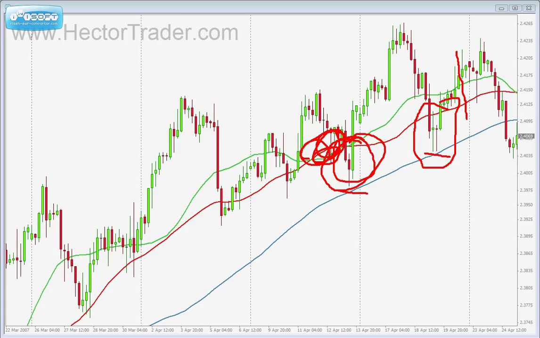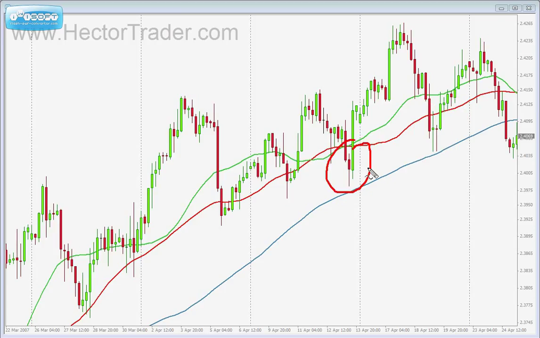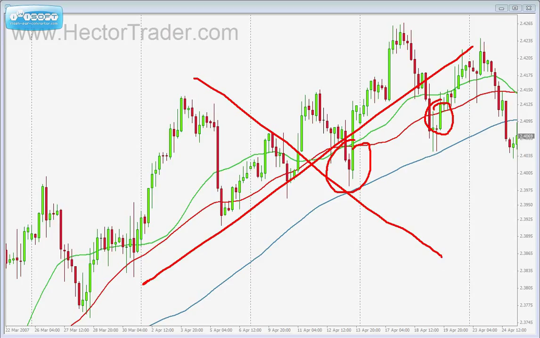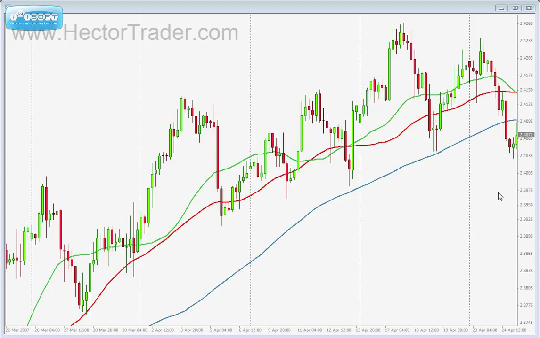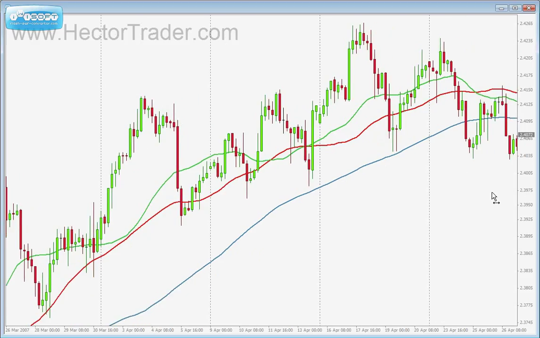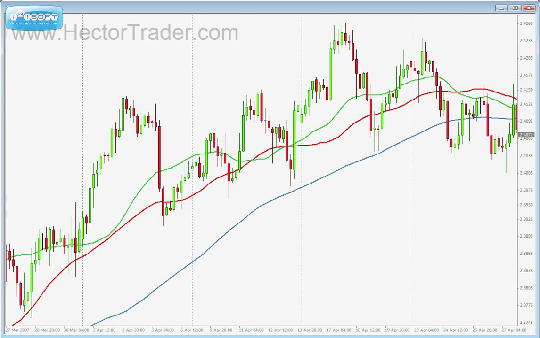For me, it would have been time at this time to not search for a long entry anymore. Once I see these two bite too hard into the 50, it was certainly a warning enough for me to cancel the whole thing and stop looking for long opportunities here. In fact, if I keep scrolling to the right side, you can clearly see that we are no longer in an uptrend. We are now ranging sideways.